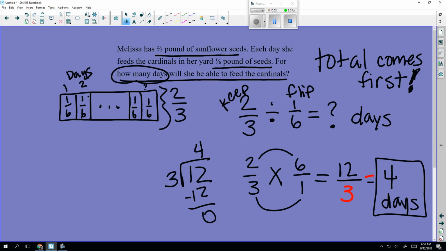Here, I'll draw a bird for you. The birds are so excited to eat the sunflower seeds. See, that's the bird smiling and eating. Oh, here's its feather. Yay for birds. Okay, last problem.